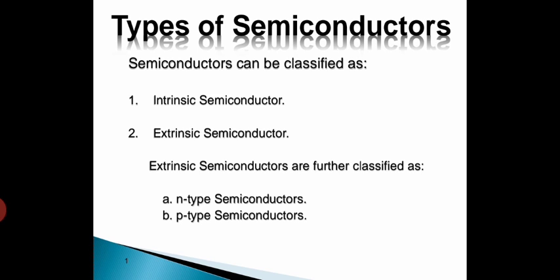Semiconductors can be classified as intrinsic semiconductor and second is extrinsic semiconductor. Extrinsic semiconductors are further classified as a p-type semiconductor and n-type semiconductor.